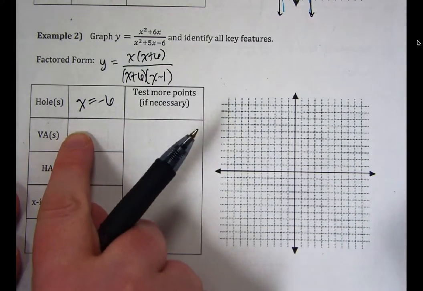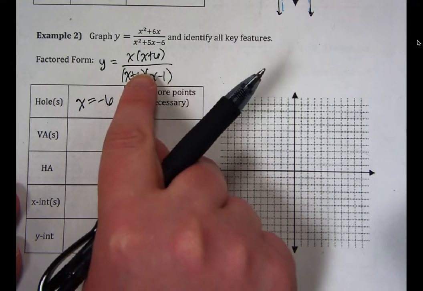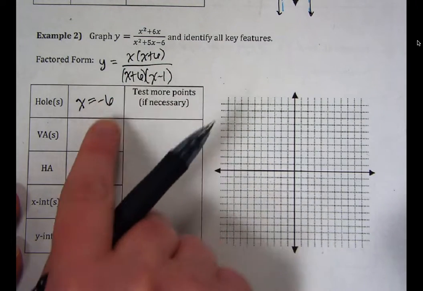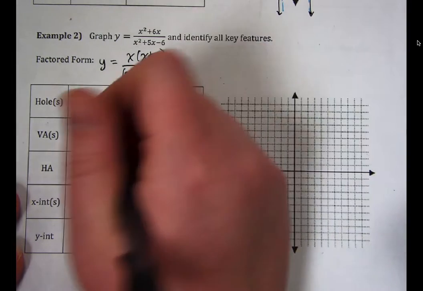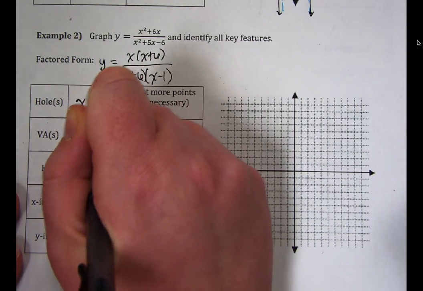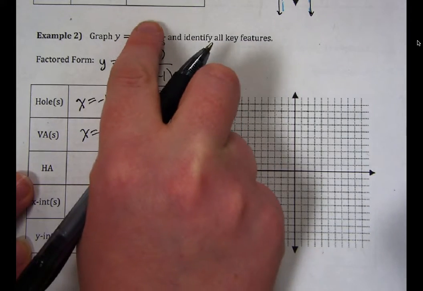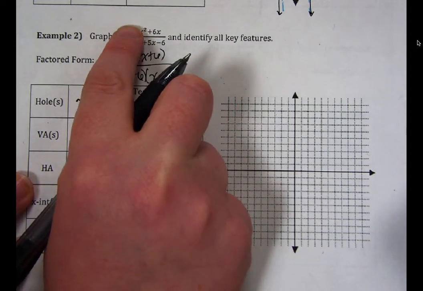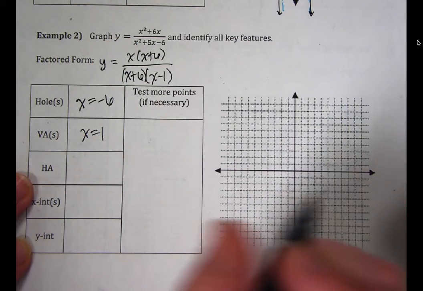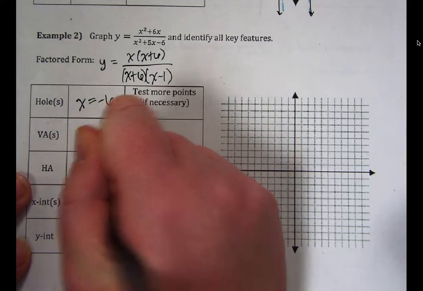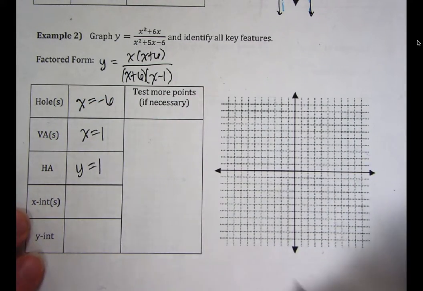Vertical asymptotes are any factors that occur in the denominator that are not repeated. So at this point we can almost kind of ignore the x plus 6 and the x plus 6 and say that we have a vertical asymptote at x equals 1. For the horizontal asymptote, the exponents are the same, so that means that we divide the coefficients. So 1x squared divided by 1x squared is 1 over 1. So y equals 1 as our horizontal asymptote.